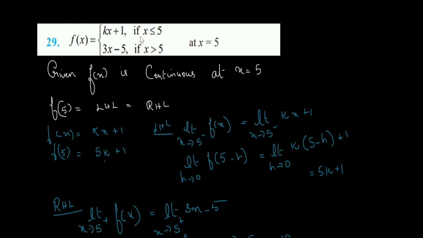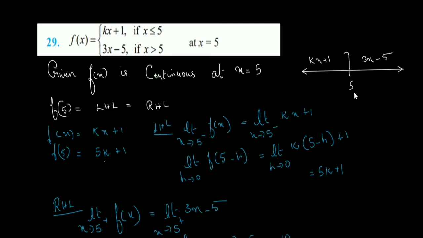Then the left hand limit. On the left of 5 you can see it is kx plus 1, and on the right side it is 3x minus 5. So f of x is continuous. The left limit is the limit as x tends to 5 minus of f of x, and on the left side it is kx plus 1.